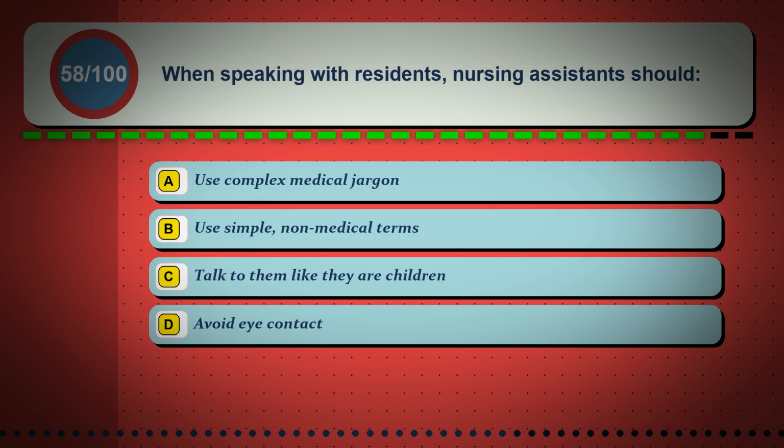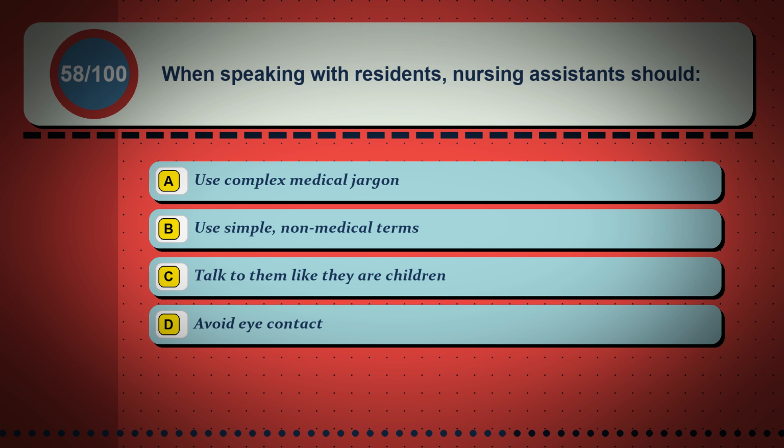Question 58. When speaking with residents, nursing assistants should: Option A. Use complex medical jargon. Option B. Use simple, non-medical terms. Option C. Talk to them like they are children. Option D. Avoid eye contact.